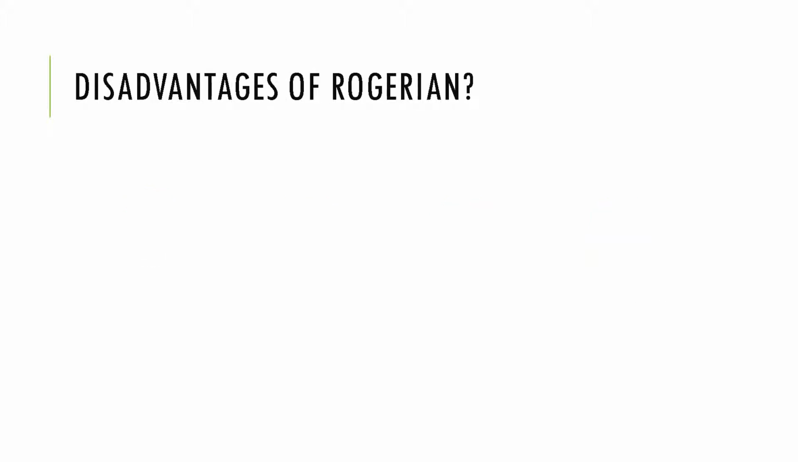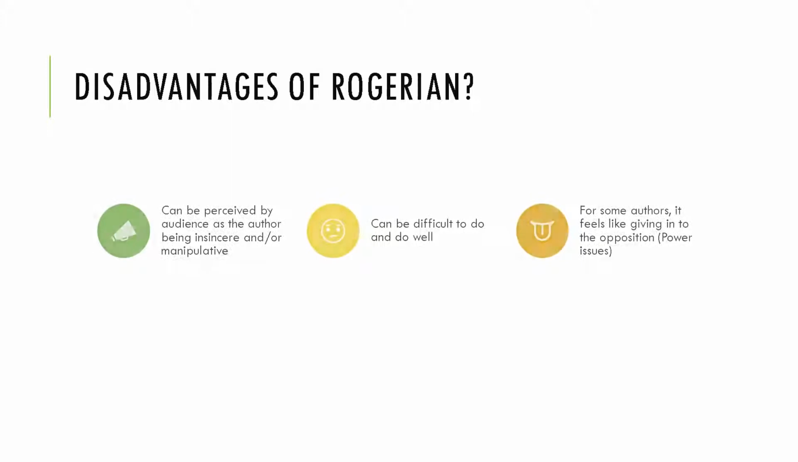As one of the readings talks about, there are some disadvantages to Rogerian, some things you might lose if you use this style. For some, it can be perceived by the audience as the author being insincere or manipulative. If you're saying, oh, I hear what you're saying, I understand what you're saying, it makes sense in these contexts, but here's why you should believe X, sometimes the audience can read that as the author being insincere or trying to manipulate them.